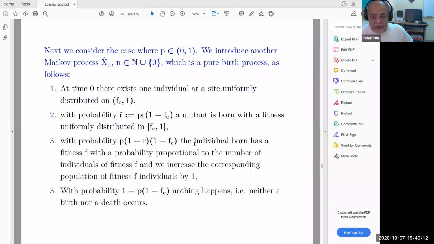So with probability, the individual born has a fitness F with a probability proportional to the number of individuals of fitness F. So the preferential attachment is still here. And we increase the corresponding population at fitness F of individuals by 1. And in a death event, nothing is happening. So with probability (1 minus P) times (1 minus Fc), which is the remainder of the probabilities, nothing happens. In other words, neither a birth nor a death occurs.